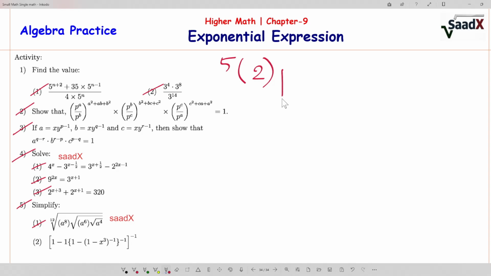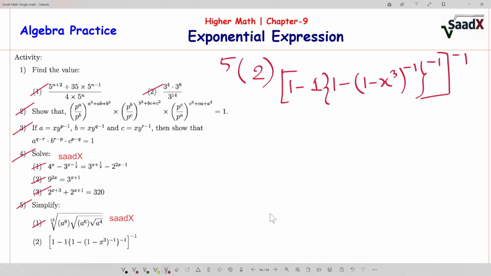So now the final question, 5 of number 2. Here, under the third bracket, 1 minus 1, the second bracket starts 1 minus, then the first bracket starts 1 minus x to the power 3 to the power minus 1, and the second bracket closes, minus 1, and the third bracket closes, to the power minus 1. So what can we do now?